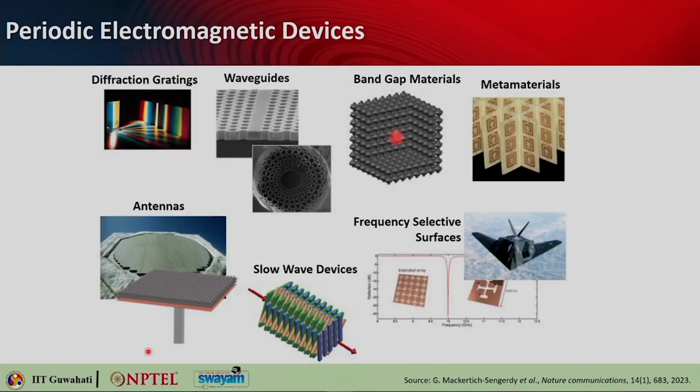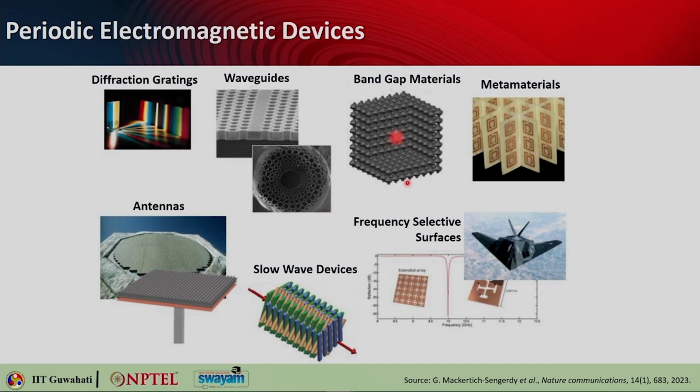So here is the final objective. As you can see, we actually use a lot of periodic electromagnetic devices in our different applications, starting from diffraction grating. You might have heard of these diffraction gratings that allow you to split light into different colors. So you can use it for spectral imaging. You can use photonic crystals as waveguides for guiding light. You can also have photonic crystal based fibers, hollow core fibers.